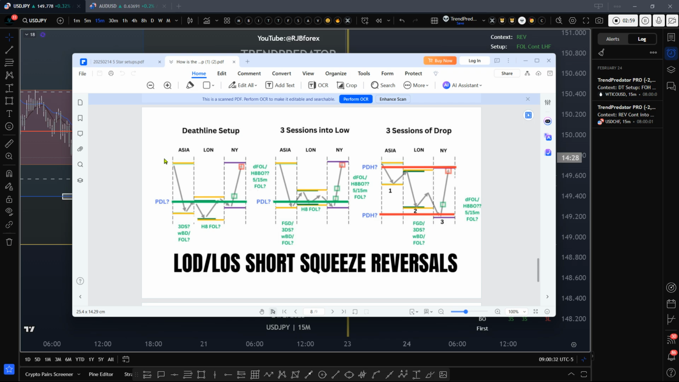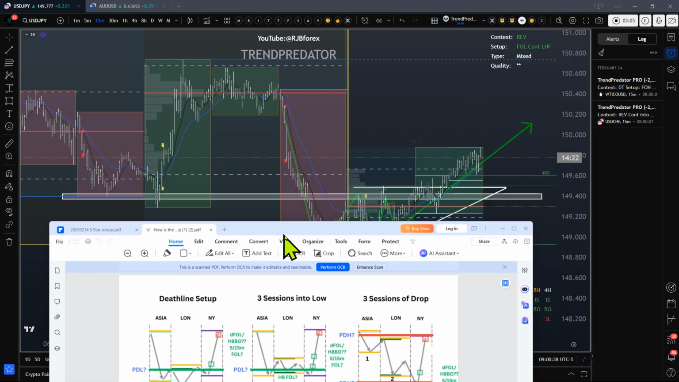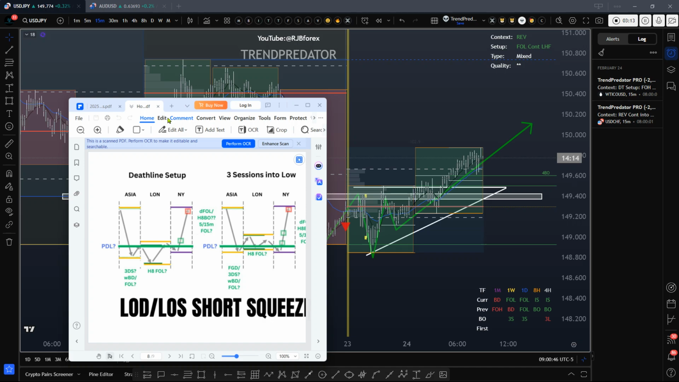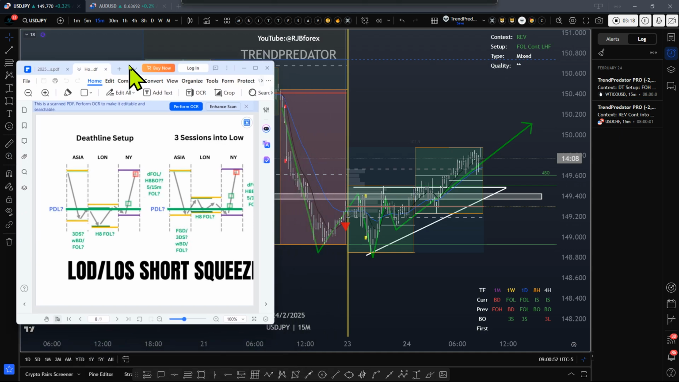So as you can see, the Deathline setup here, whether it's Asia, London, or New York, this occurred as, let me pull that to the left. There you go. Okay. So as you can see, this is Asia, London, New York, but I have to shift it across because I was in Asia looking at this. So in Asia, over here it says London. So if you imagine that was London, but it's basically 3 sessions in a row.